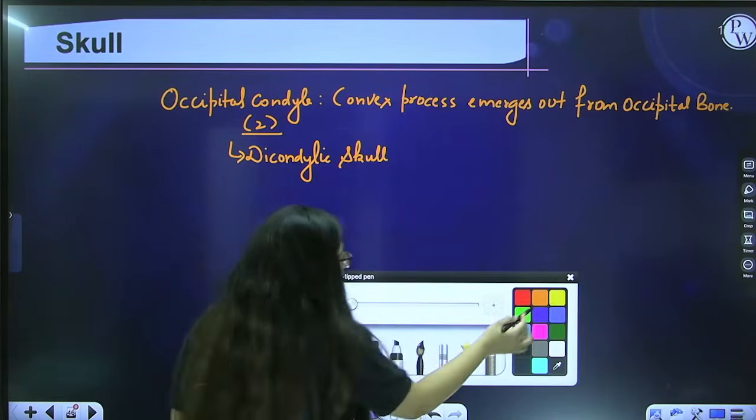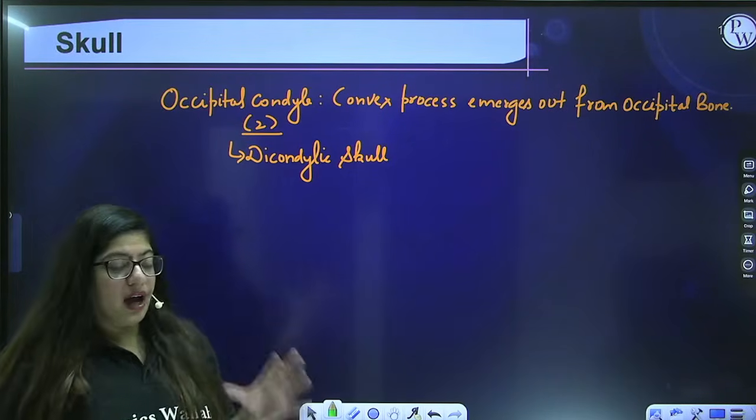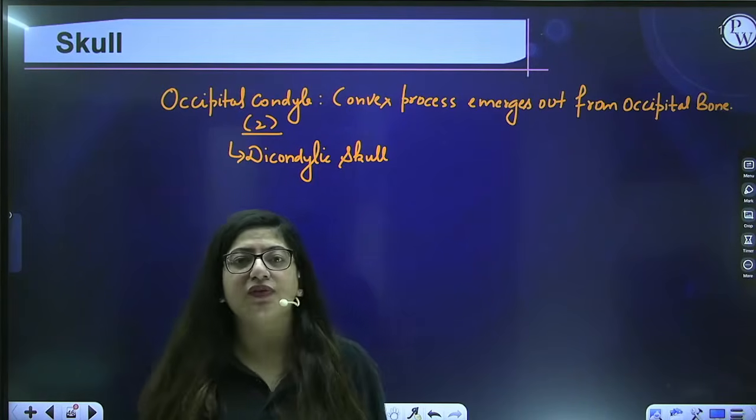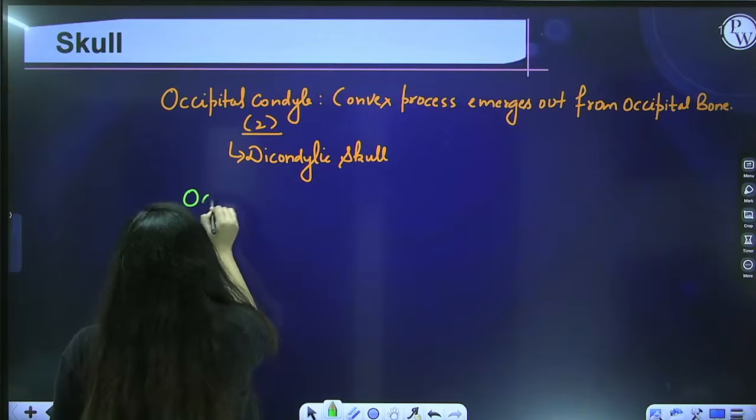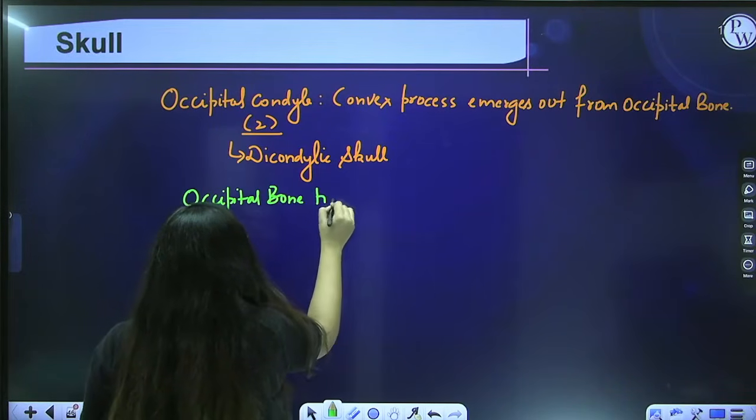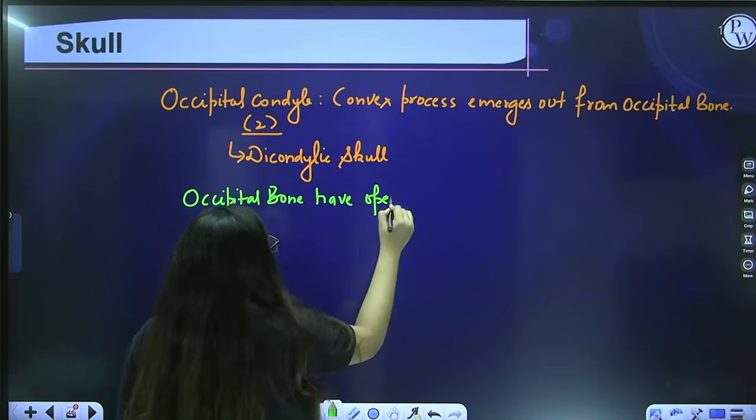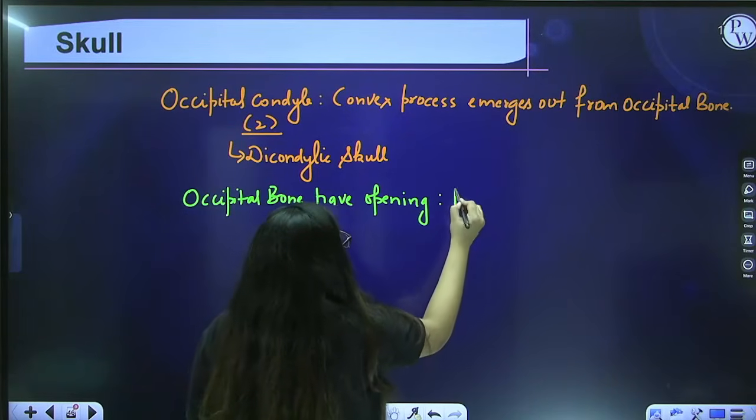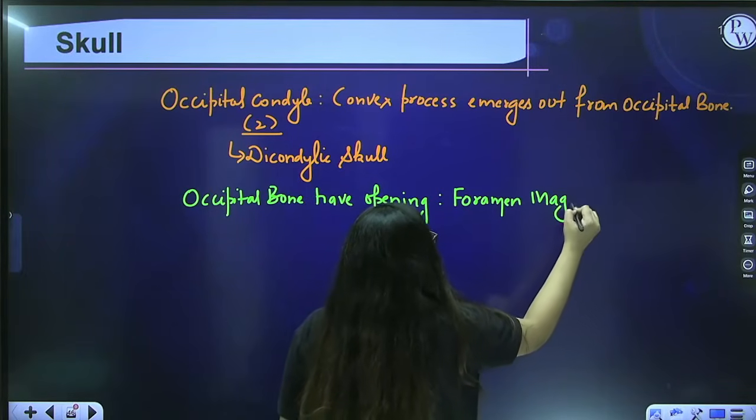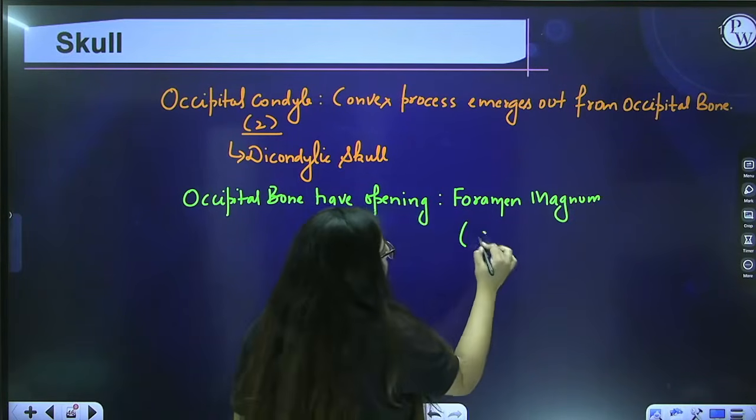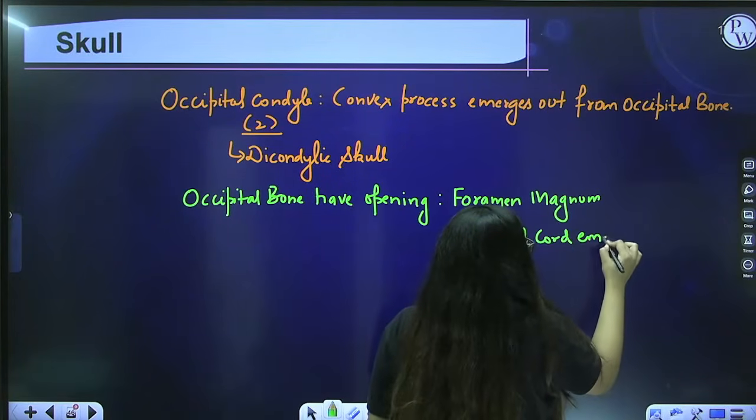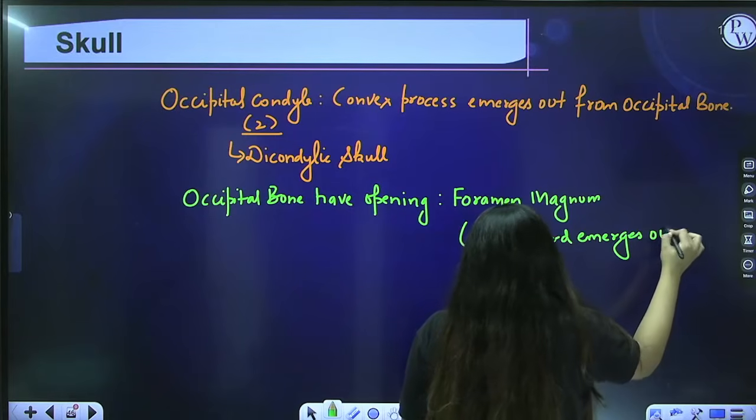Okay, second thing. Now, your occipital bone also has an opening known as foramen magnum. What's the name of the opening? Foramen magnum. And through the foramen magnum, the spinal cord emerges out.